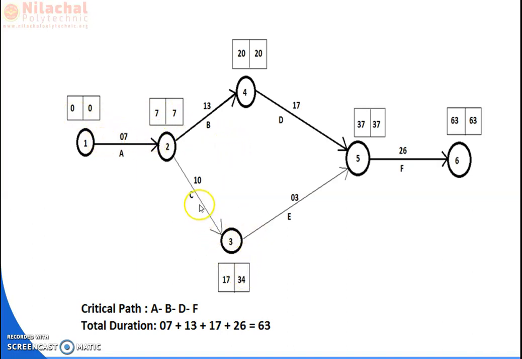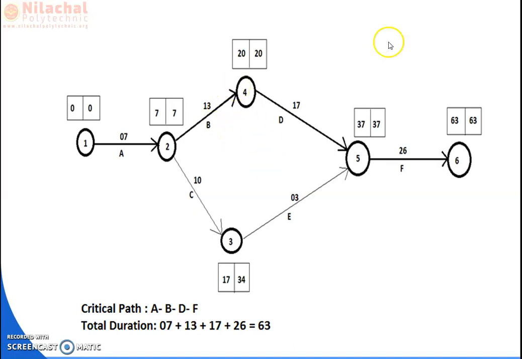Now for B activity, the start time is 7:7 and the end time is 20:20. So the finish times EFT and LFT are 20:20, and the start times EST and LST are 7:7. The total float will be 20 minus 20, 0, and 7 minus 7 is equal to 0. But the free float will be EST of tail event, 20, minus EST of head event, 7, minus duration, 13, which is equal to 0. In this way, we calculate the free float, total float and independent float for the activity.